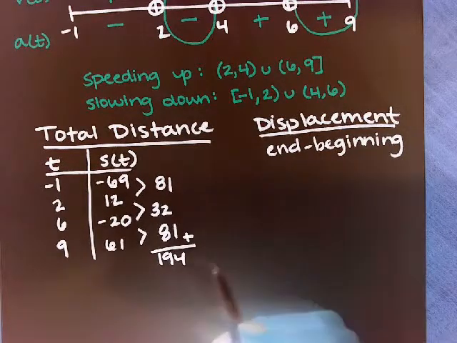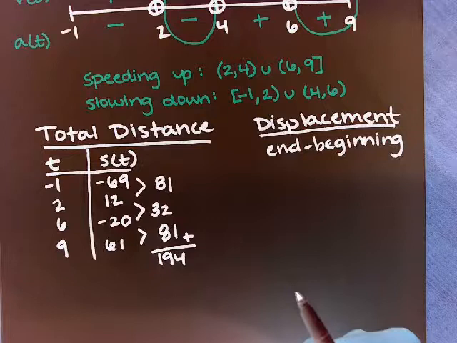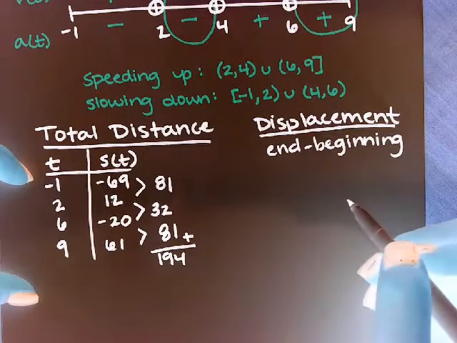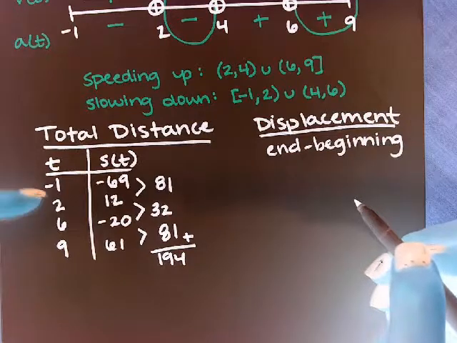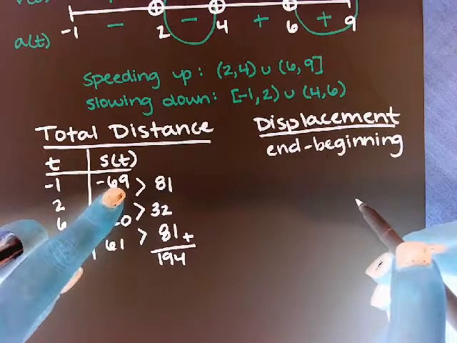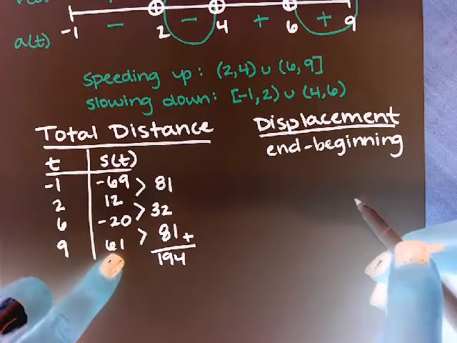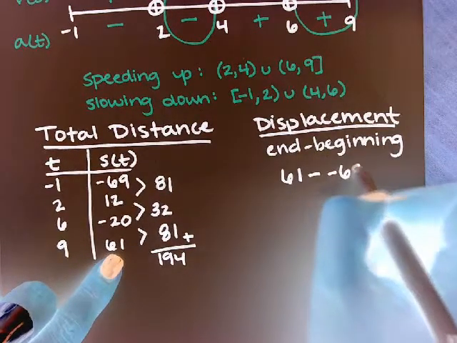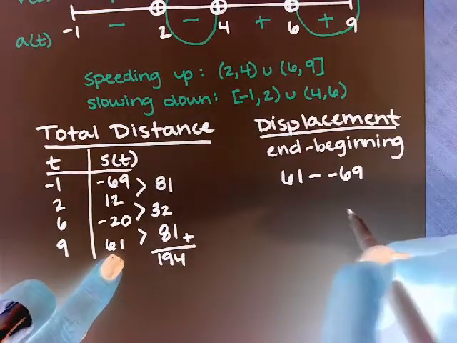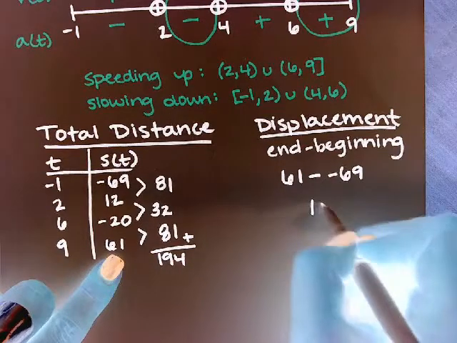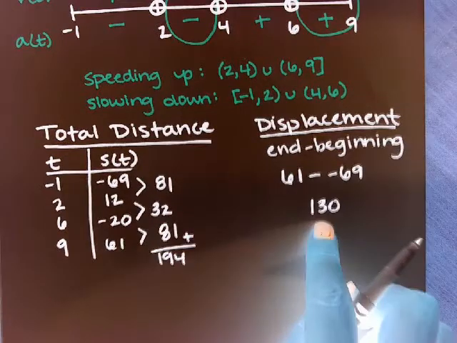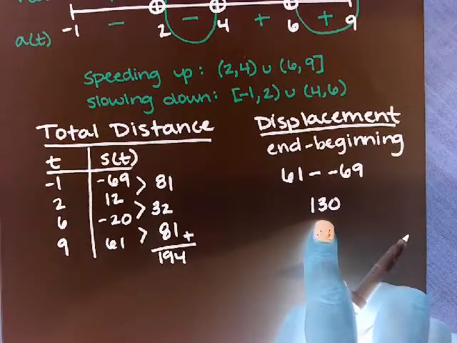And so the total distance traveled was 194. If we want to know the total displacement, so if we say that the starting position was negative 69 and the ending position was 61, then we're going to do 61 minus negative 69. And so what's the displacement? So when the particle got to the end of the interval, it was 130 units away from where it was when it started. That's what displacement means.